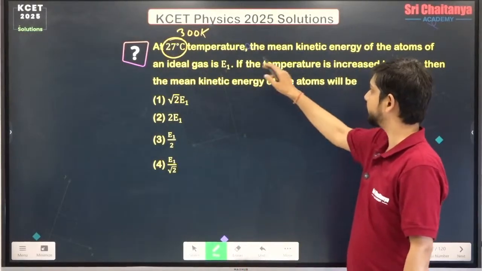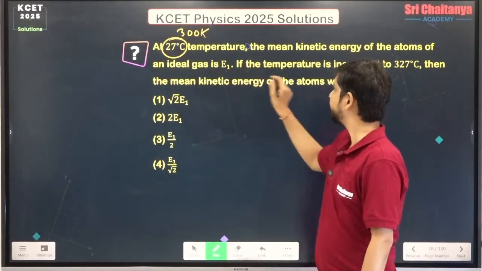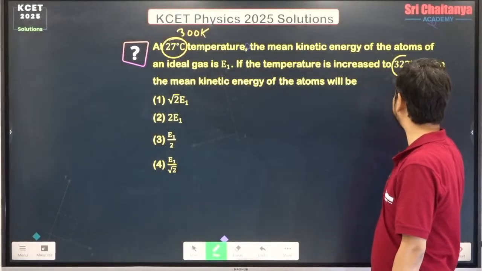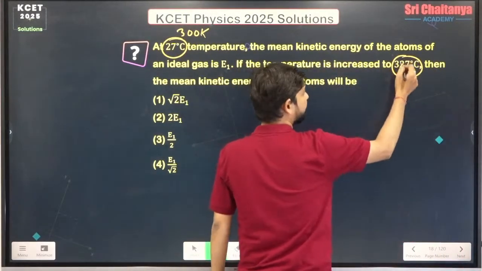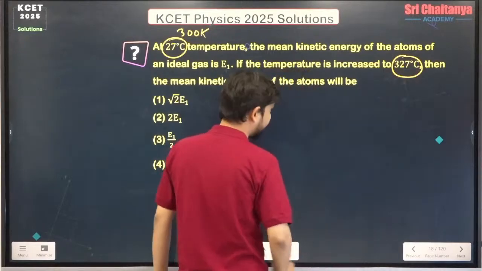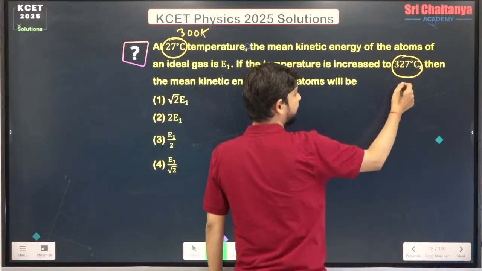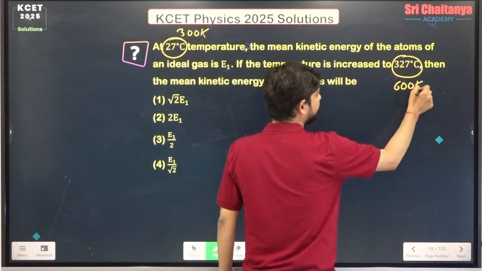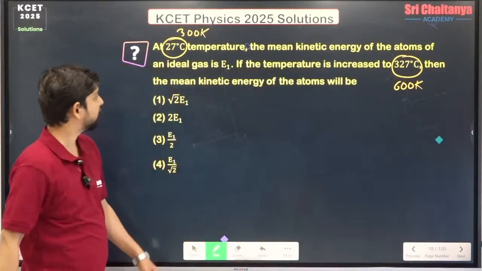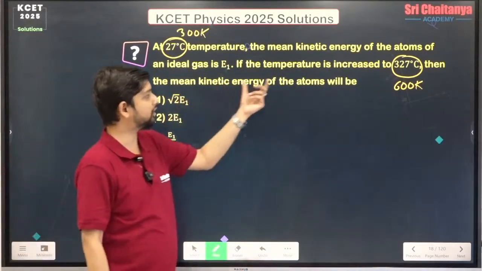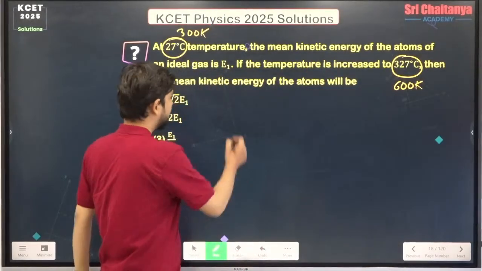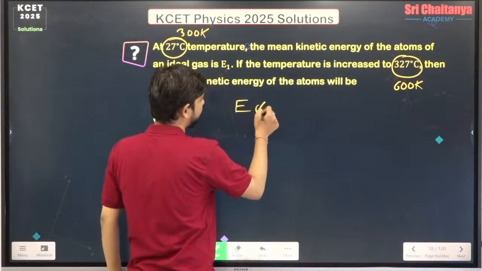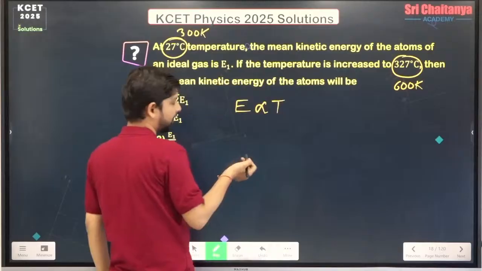And if at this temperature the energy is E1, and the temperature is increased to 327 degrees centigrade, so this is the final temperature. If we convert this final temperature into Kelvin, it is going to be 600 Kelvin. So now we need to find the mean kinetic energy at this temperature. So what do we know from our knowledge? That E should be directly proportional to temperature.